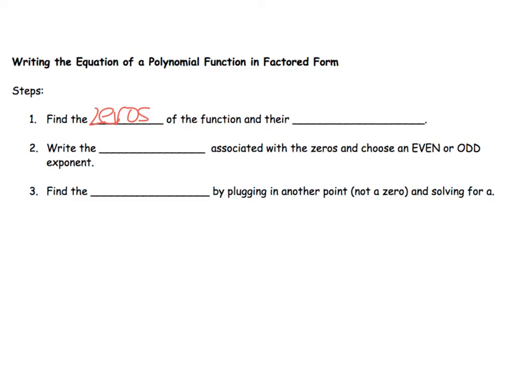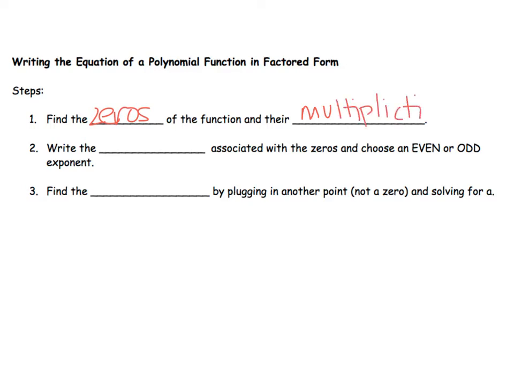Today, we're going to learn how to write the equation of a polynomial function if we know the zeros and the end behavior. So sometimes we'll be given that information directly, and sometimes we will be given it in a graph. So the steps for writing the equation are first to find the zeros of the function and their multiplicities.